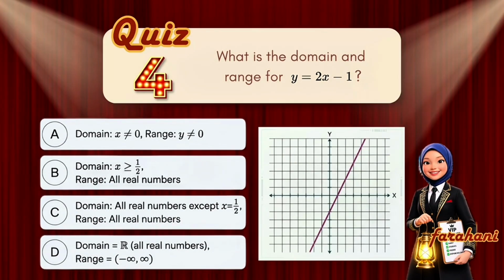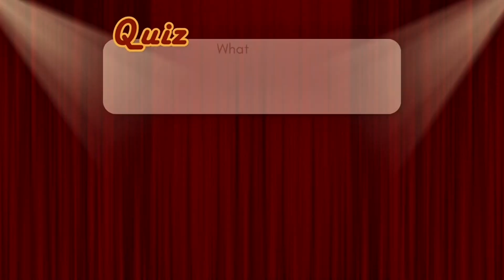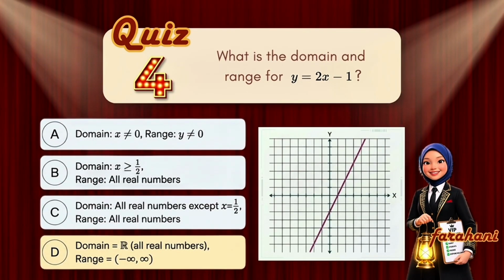Next, quiz 4. What is the domain and range for y equals 2x minus 1? So, the correct answer is D, which is the domain and range is all real numbers, or we can also denote it as negative infinity to infinity. Since 2x minus 1 is a linear function, there is no restriction for the value of domain and range. Therefore, the domain and range can be all possible values of the input and also the output.